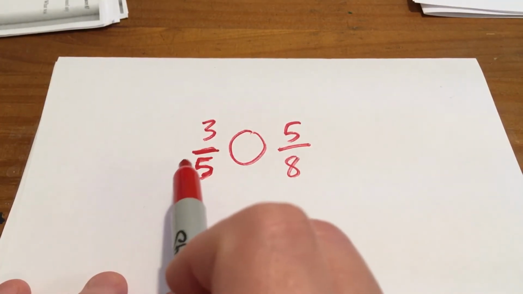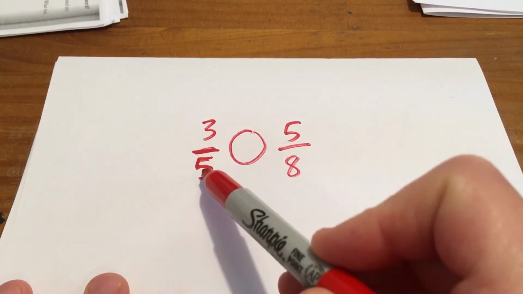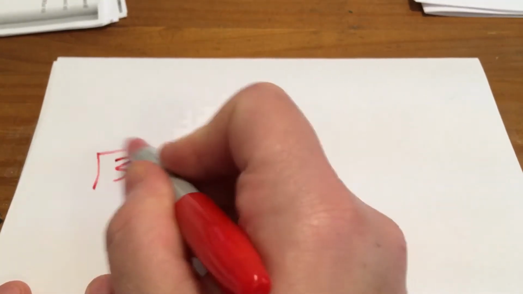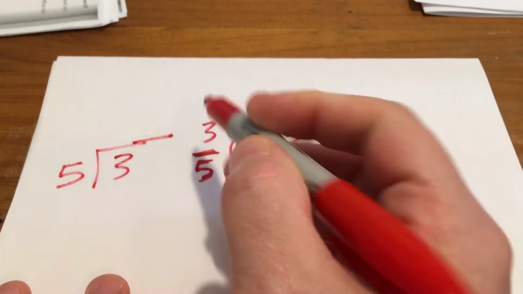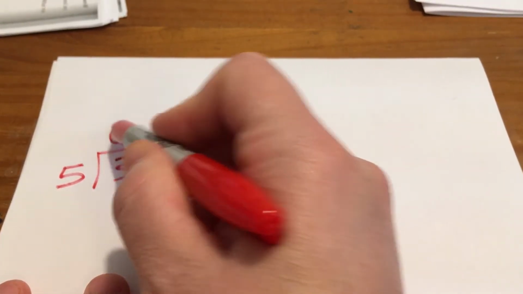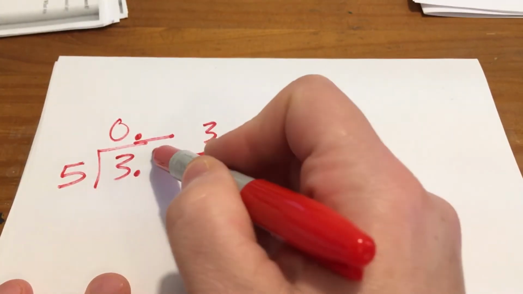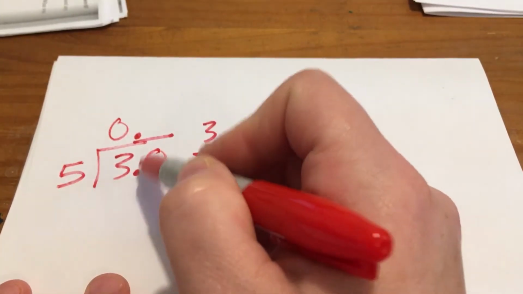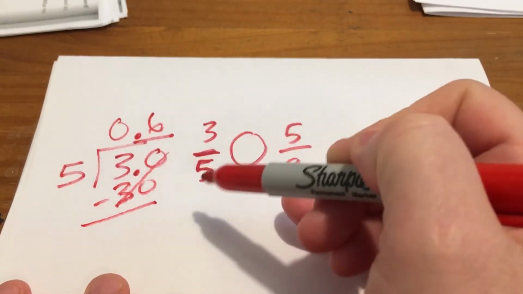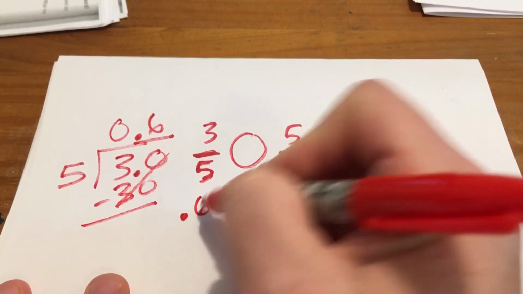Remember, you're going to write it just like you say it. So if I say 3 divided by 5, I'm going to write 3 divided by 5. So here we go. 3 divided by 5. All right, can 5 go into 3? No, 0 times. Let's put our decimals in there. Add a 0. Can 5 go into 30? Yes, 6 times evenly. So the decimal for 3/5 is 0.6.